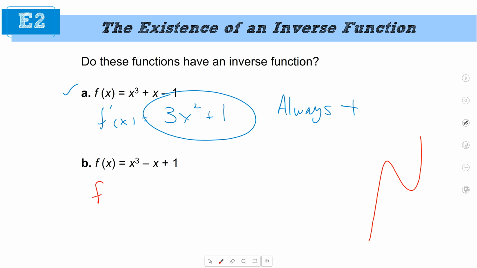From a calculus standpoint, f prime of x is equal to 3x squared minus 1. That function can be positive or negative, and therefore not strictly monotonic. And no, the inverse is not a function. It has an inverse. We could find it. We could graph it. We could reflect that over y equals x. It just won't be a function.